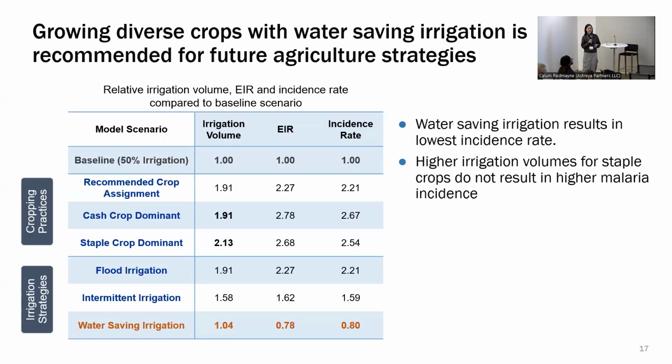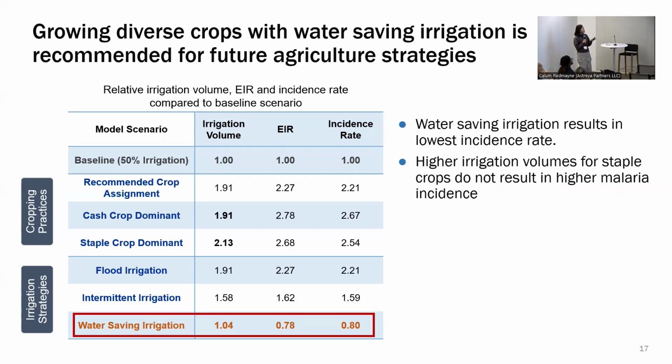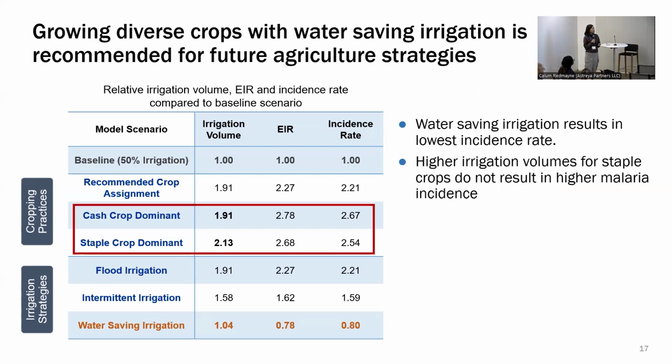In summary, based on the findings from the 3 scenario groups and considering the government's push to expand irrigation, the combination of recommended crop assignment and water-saving irrigation can be an appropriate approach. And interestingly, we also found that growing staple crops, because there's rice, right? So it requires a higher irrigation volume compared to the cash crop scenario. However, the resulting EIR and incidence rates are not higher as expected. So this suggests that the timing of the irrigation may play a more decisive role than the total irrigation quantity in determining transmission outcomes.